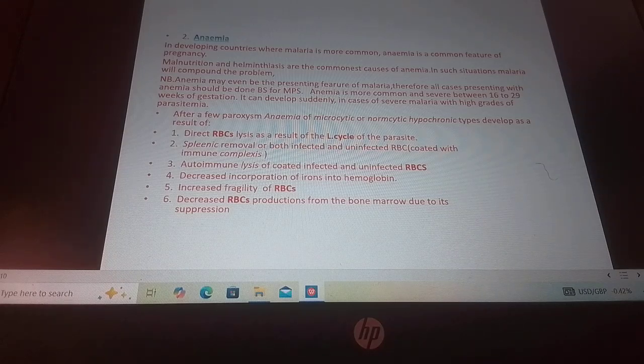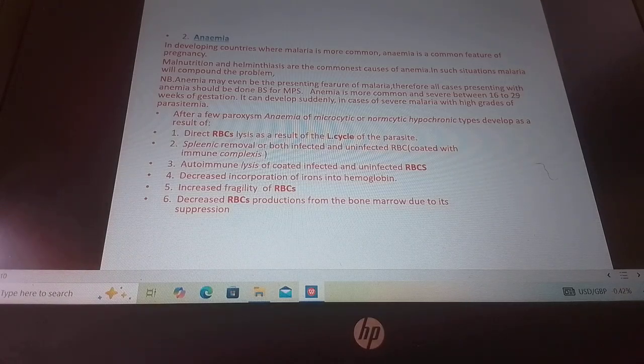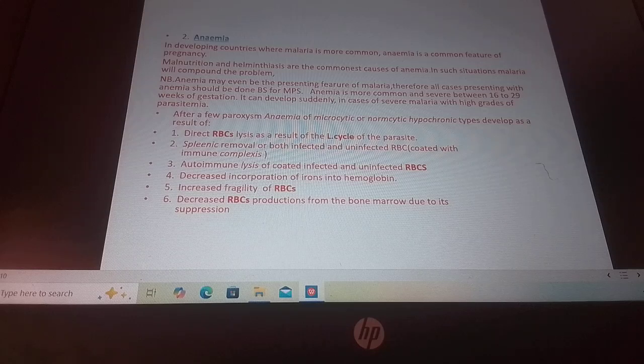In developing countries where malaria is common, anemia is a common feature of pregnancy, and malnutrition and helminthiasis are the commonest causes of anemia. In such situations, malaria will compound the problem. Malaria in pregnancy will likely cause anemia. Anemia may even be the presenting feature of malaria. Therefore, all cases presenting with anemia should have a blood slide done for malaria parasites.